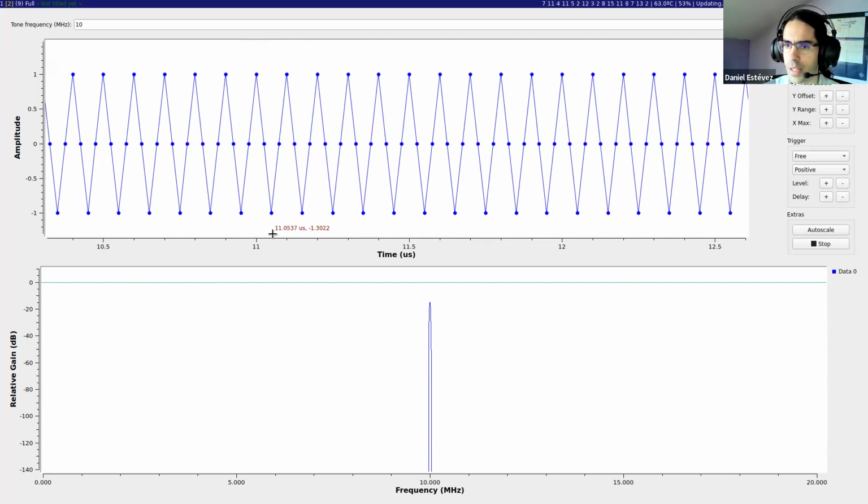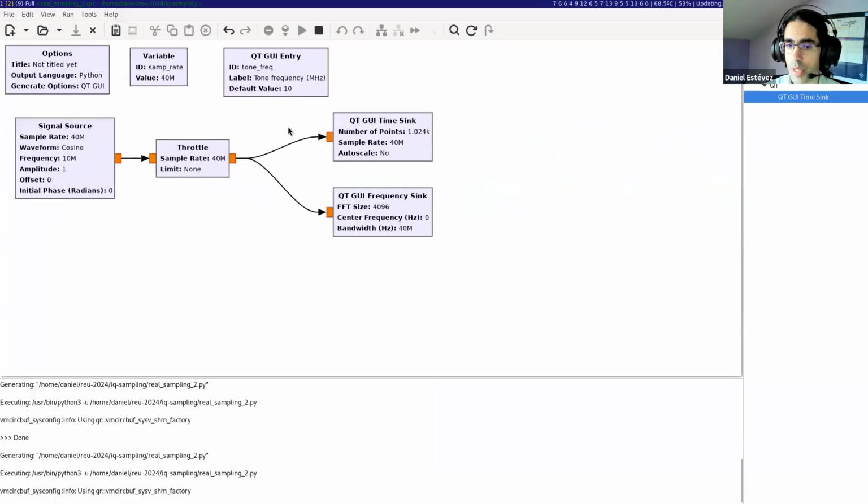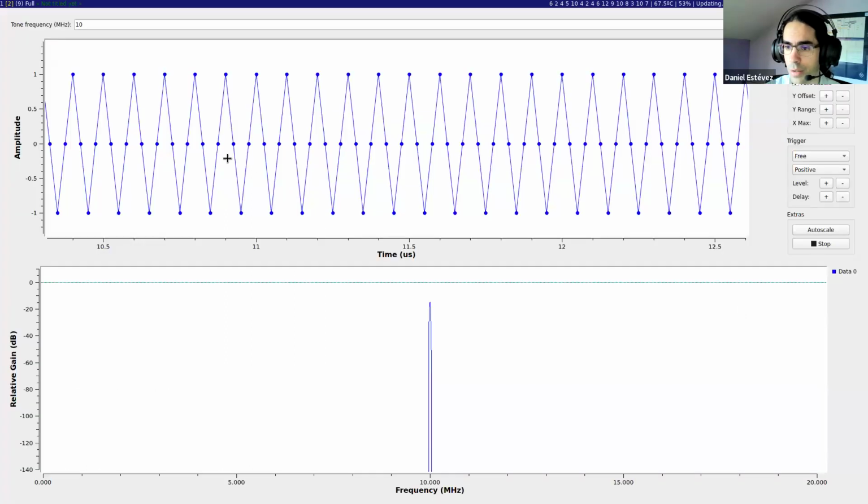So what we can see here is the signal that comes out of the signal source. It is supposed to be a cosine function, but it doesn't really look like a cosine function. It really looks like a triangle wave. And the question is why? This is just because we don't have enough samples to have something that really resembles a cosine function. The tone frequency is 10 megahertz, and we have a 40 megahertz sample rate. So in each period of the cosine, we have only 4 samples.